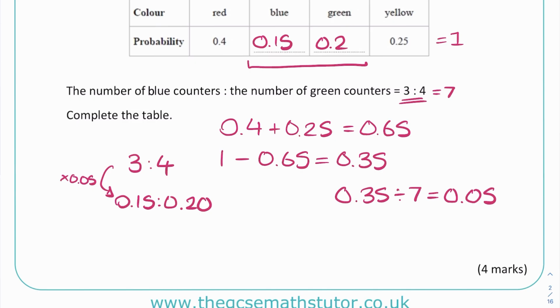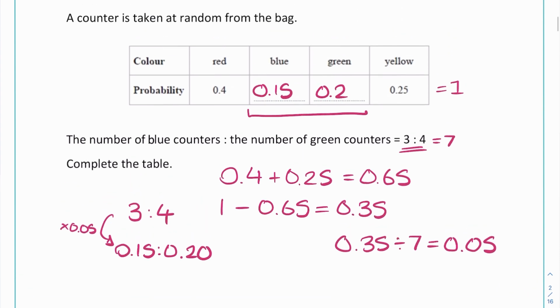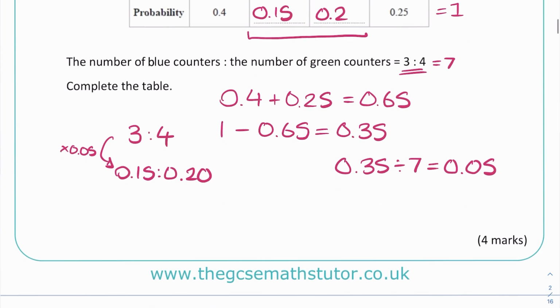It could say something different, obviously not the ratio 3 to 4, but it could say one is twice the size of the other. For example, if it said blue was twice the size of green, then that would be the ratio 2 to 1. And you'd have to then obviously approach that slightly differently, but it could be given to you in words. But there we go, there's question 2.